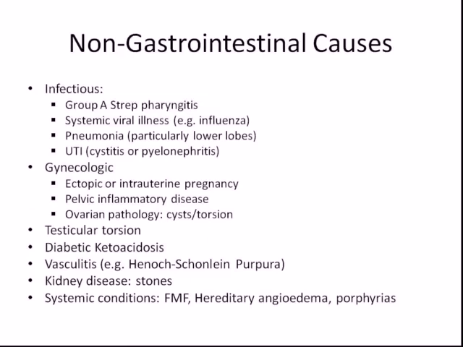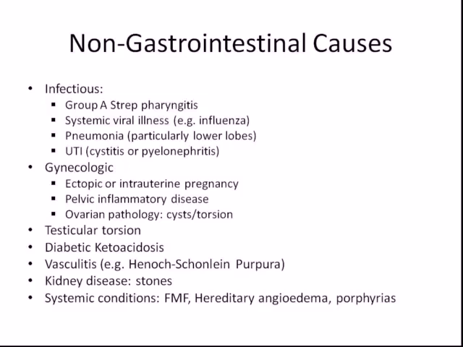What about non-gastrointestinal causes of acute abdominal pain? Well, there are infectious causes like group A strep pharyngitis, systemic viral illnesses like influenza and others, pneumonia, particularly in the lower lobes, and urinary tract infections, simple infections like cystitis, or more complicated infections like pyelonephritis.